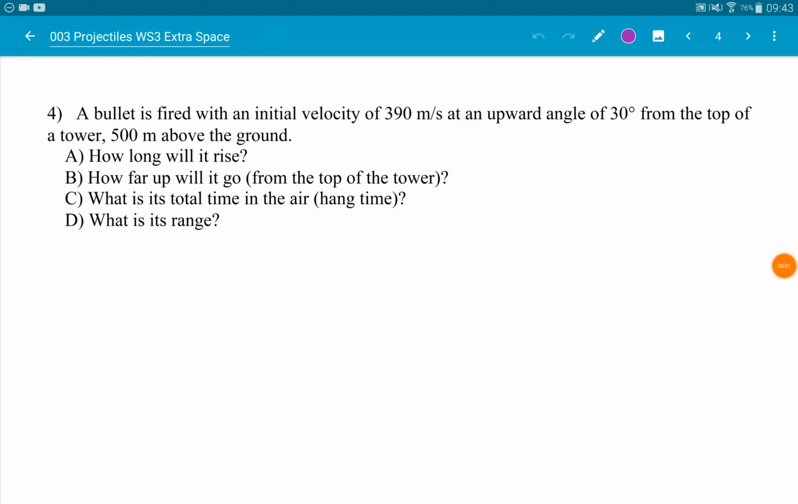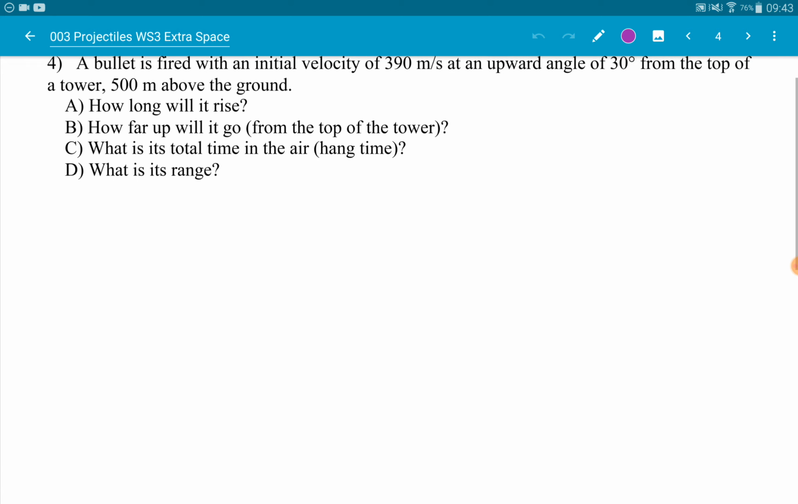Welcome back. We're in Projectiles Unit Worksheet 3, problem number 4 here. Let's get into it. A bullet is fired with an initial velocity of 390 meters per second at an upward angle of 30 degrees from the top of a tower, 500 meters above the ground. We kind of want to know everything.